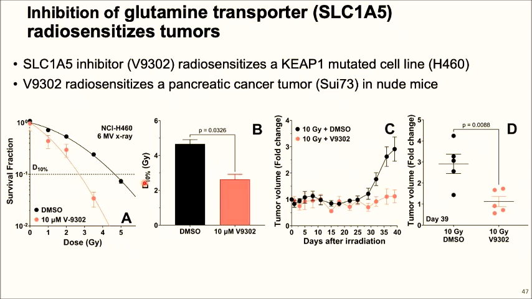And here is to demonstrate that GLS1 inhibition is important, but glutamine metabolism is the important aspect for radiosensitization. In this experiment, we inhibited a glutamine transporter, and we were able to significantly sensitize cells that are KEAP1 mutated. But in the in vivo model, we were also able to radiosensitize this tumor quite a lot.